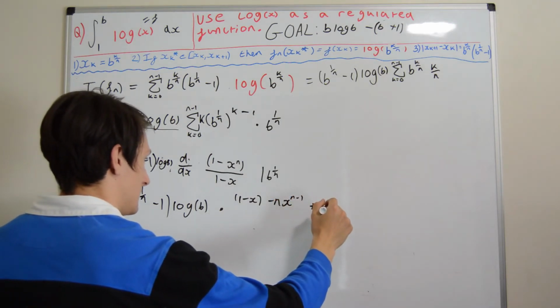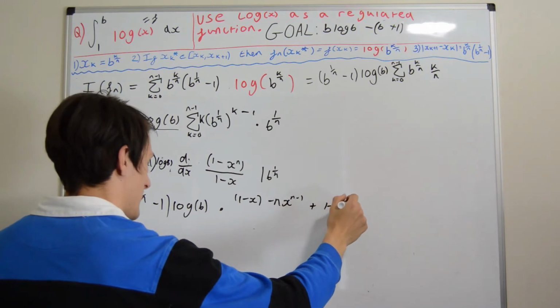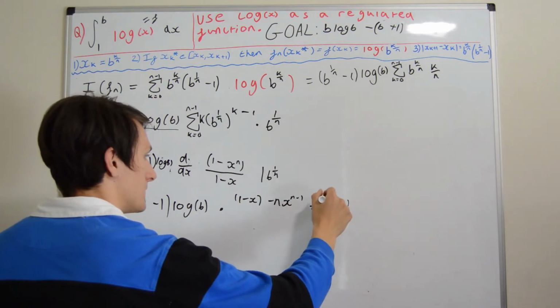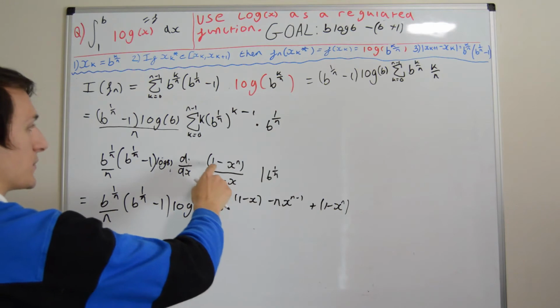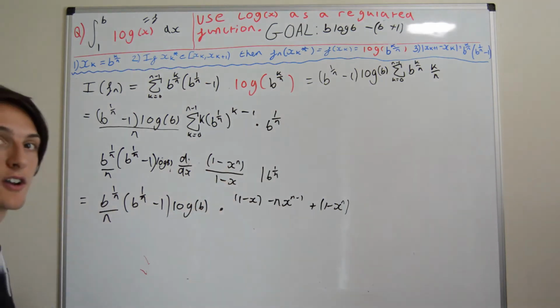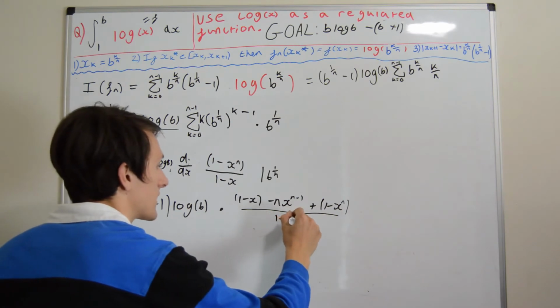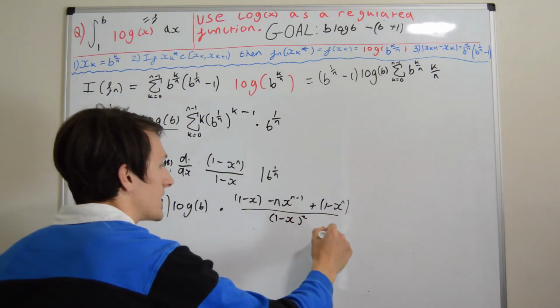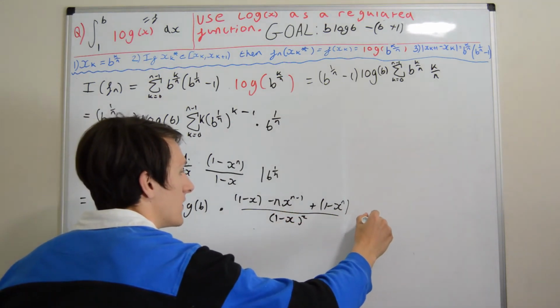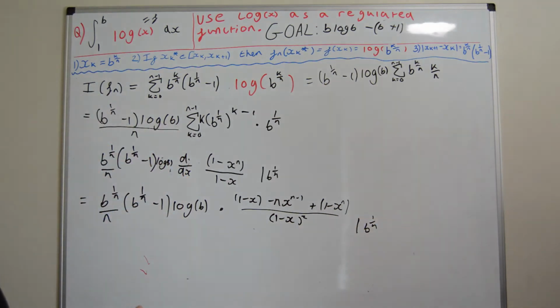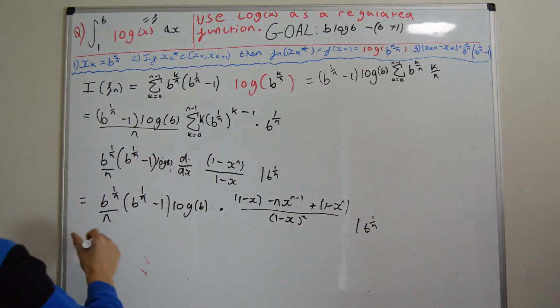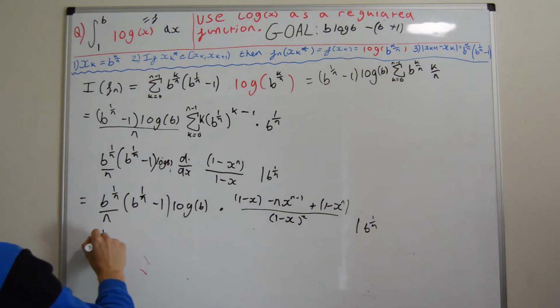plus v dash times u, right? And then you got to divide the full thing by this thing squared, so 1 minus x all squared, and this is evaluated at the nth root of b, right? And this is going to be, let's neaten this up, so we have b to the 1 over n over n.